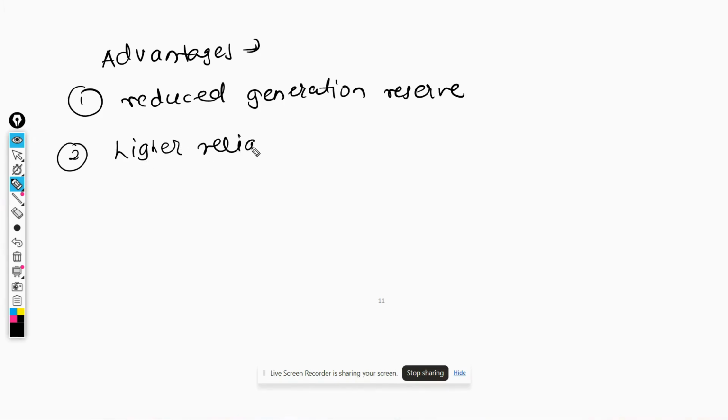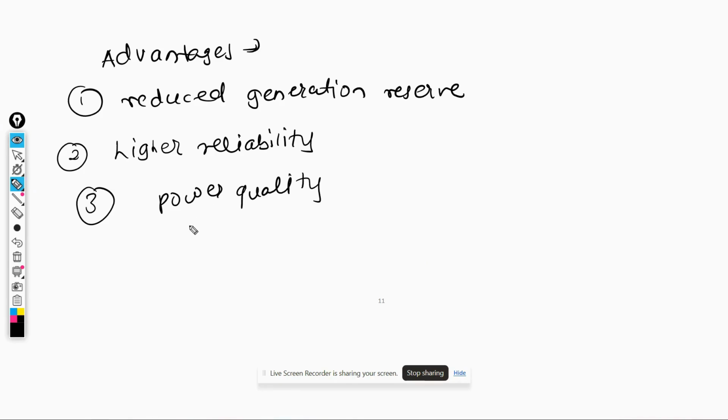Higher reliability. So consumers experience fewer interruptions. Then the third advantage was improved power quality. So voltage and frequency become more stable, and finally the generating stations were utilized more efficiently. That reduces the overall cost of electricity generation.